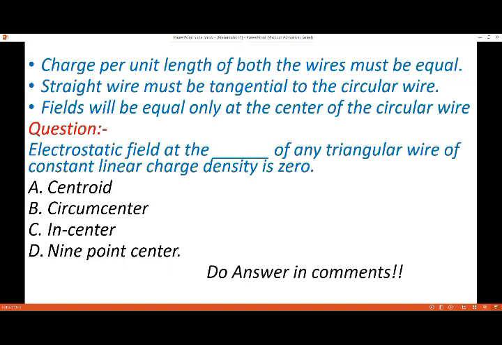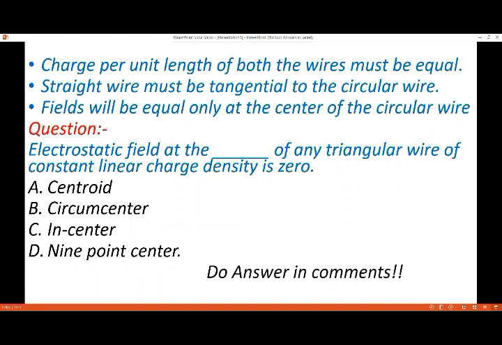So guys, these are the few points I have written here which you must take from this video. Charge per unit length of both the wires must be equal. Straight wire must be tangential to the circular wire. We have already seen that. And the only point for which the circular wire and the straight wire will have same value of electrostatic field is the center of circular wire.